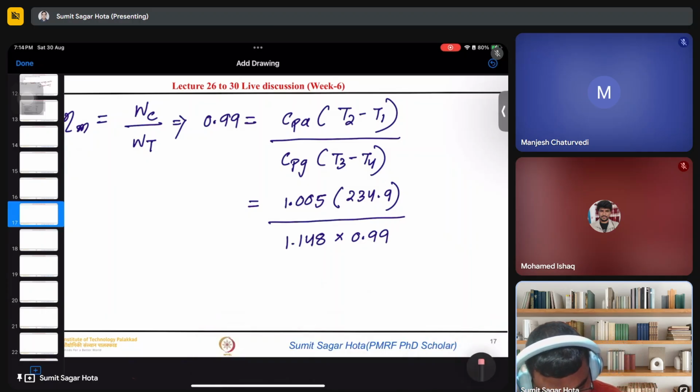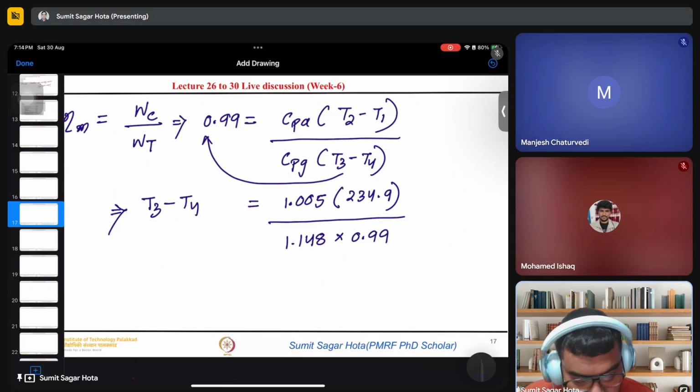What I have done is just put T3 minus T4. Let's take the denominator to here. I did this because we need to find out T4.